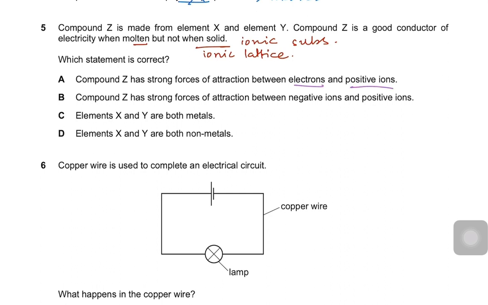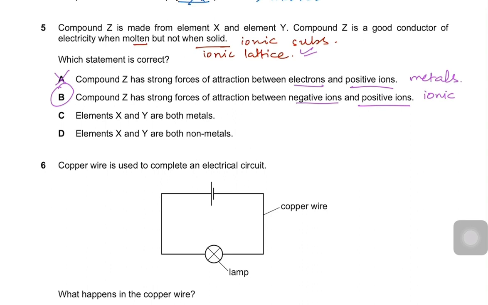Electrons and positive ions is a concept of metals. I don't think that it is a metal because it's a compound. A metal is not a compound, a metal is a pure element. So A is wrong. Compound Z has strong forces of attraction between negative ions and positive ions. Exactly what we use in ionic bonds. So yeah, option B is correct because it shows ionic bonding.